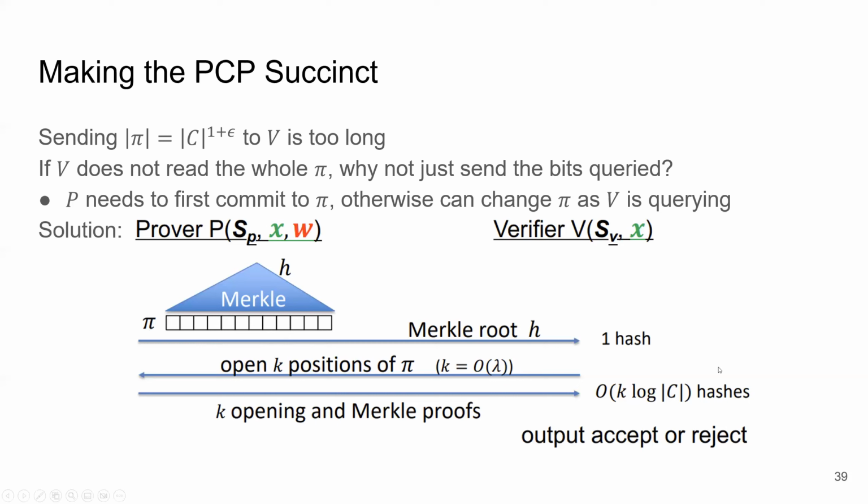Where does the log of the size of the circuit come from? The log of the size of the circuit is the size of the Merkle proof. To prove that any element is positioned in the proof, you have to generate a Merkle proof that is always log in the size of the Merkle tree. And in this case, the size of the Merkle tree is the size of the proof, pi. And the size of the proof pi we said is basically linear in the size of the circuit. Gotcha. So it'll be log the size of the circuit. And we have to send k of these Merkle proofs. So it becomes k times log size circuit. Great.